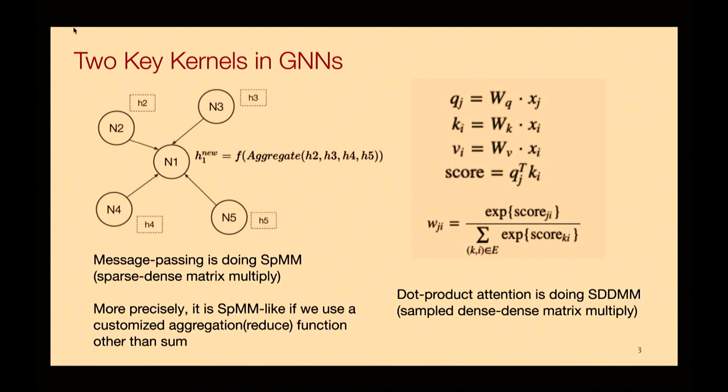The second kernel is SDDMM, sampled dense matrix multiplication, which is to multiply a dense matrix with another dense matrix, and then do an element-wise multiplication with a sparse matrix to get sparse output. This kernel is required for calculating dot product attention.